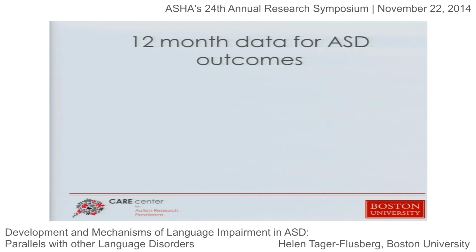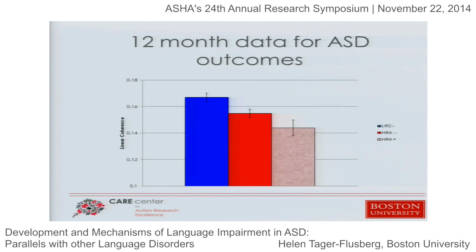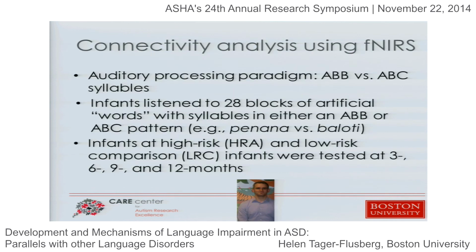When we break out that 12-month data by outcome, who does have autism and who doesn't, what you can see here is a pattern that emerges across a lot of studies of high-risk infants. The lowest level of connectivity is in the autism outcome infants here. We have an intermediate pattern for the high risk who don't have autism, and the greatest at 12 months in the low risk controls.